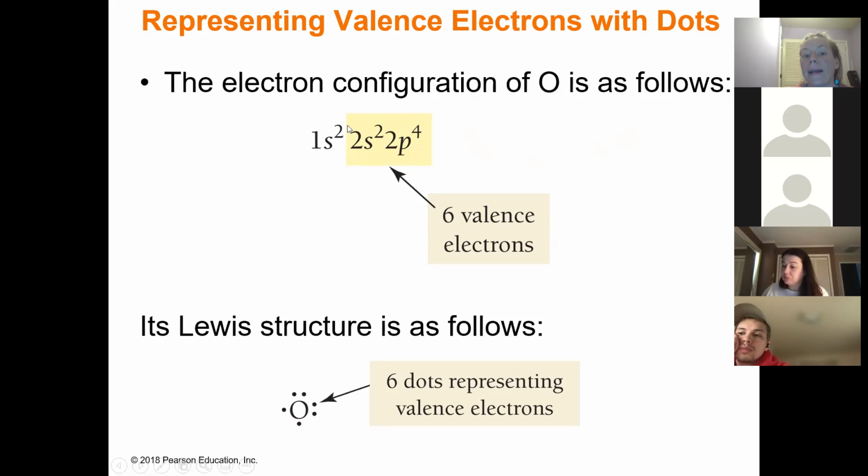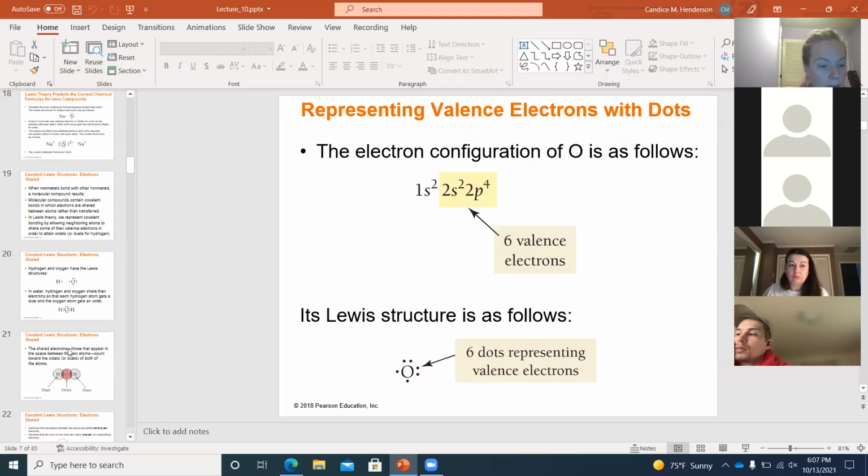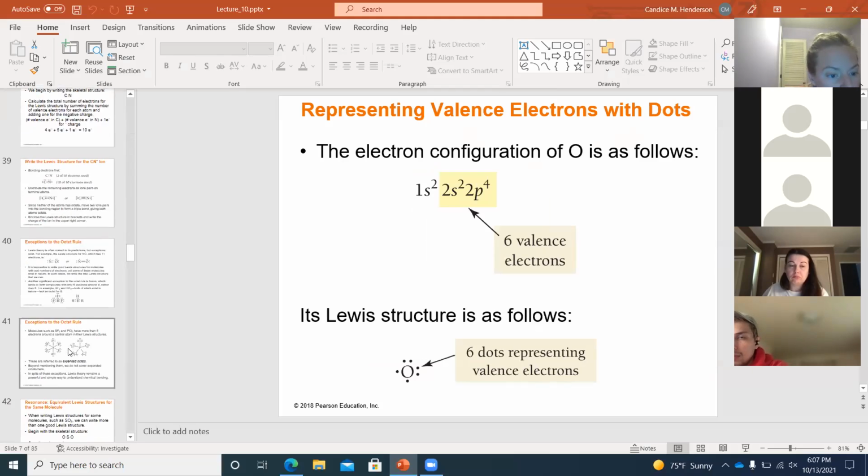Now, writing these electron configurations to figure out the number of valence electrons is a total pain, especially when we get into some of those heavier, bigger molecules. So instead of writing the electron configuration, just know that you can go with whatever the main column group is, and that's the number of valence electrons. I don't know if I have a slide here with the periodic chart.